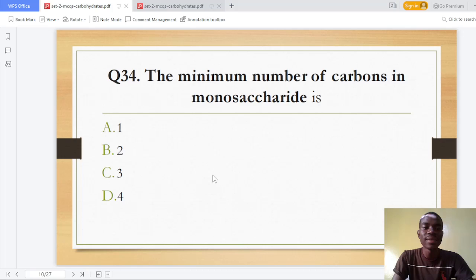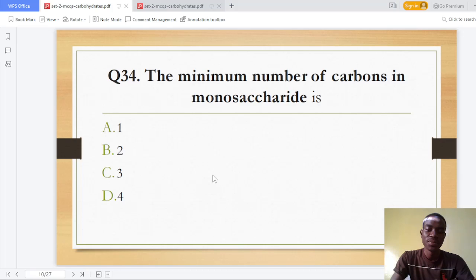Okay, so when you learn about triglycerides, you learn about those simple carbohydrates, get to know that the minimum number of carbons that may be contained in monosaccharides is simply 3. Okay, so C is the best answer. Alright, so we get to another question.